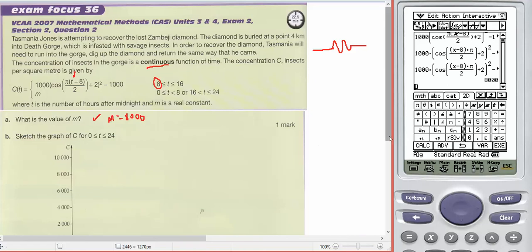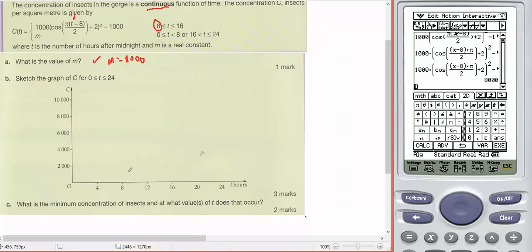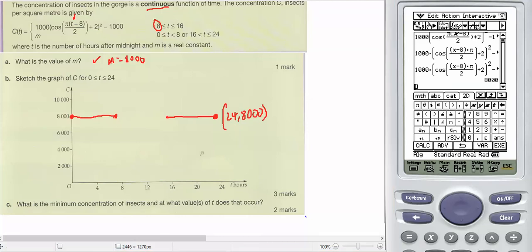Okay, part B, sketch the graph. So I know that it's 8000 for the first 8, and from 16 through to 24 it's also 8000, and I'm going to label my endpoint. Okay, so what's going on in the middle there? I'll open up a graph and I'll sketch it and see what it looks like.